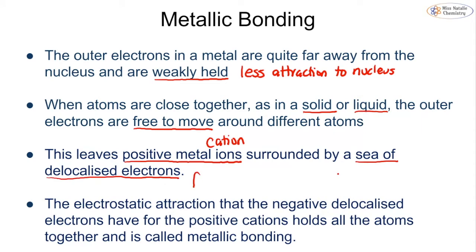And delocalized simply means free to move, meaning the electrons delocalize from the atom and they move around all of the atoms within the metal, and they are then attracted to the cation. So we get this electrostatic attraction between the negative delocalized electrons and the positive cations, and it's this electrostatic attraction that holds all of the metal atoms together, and we call this metallic bonding.